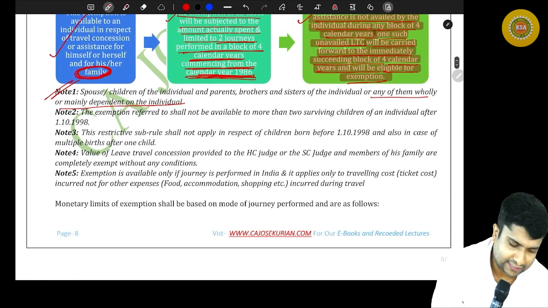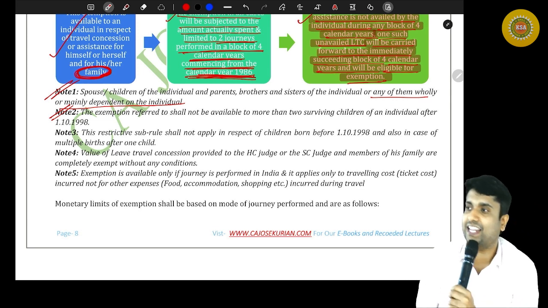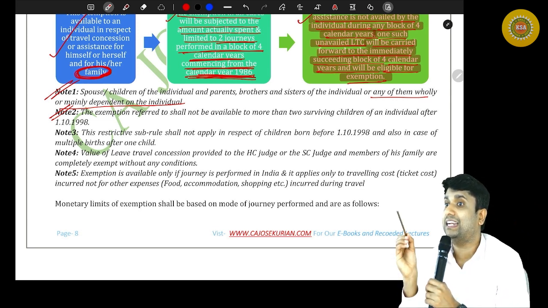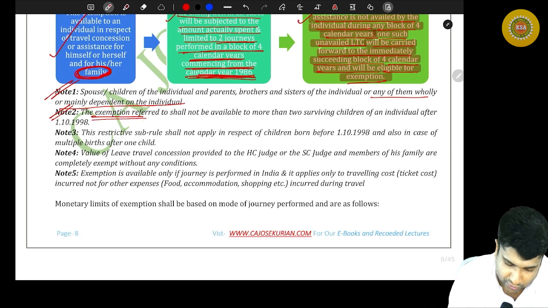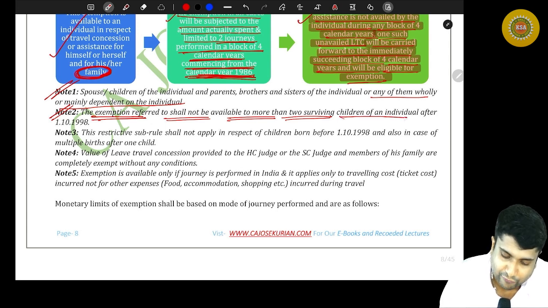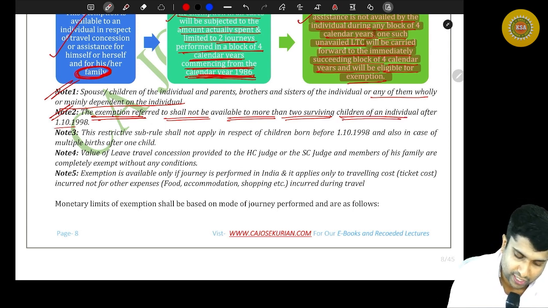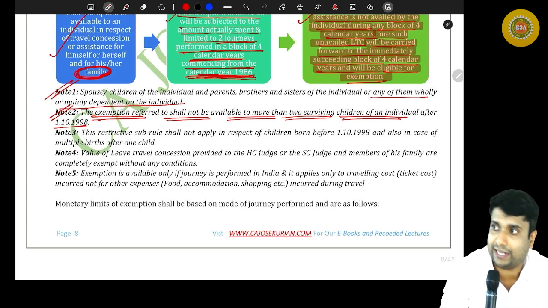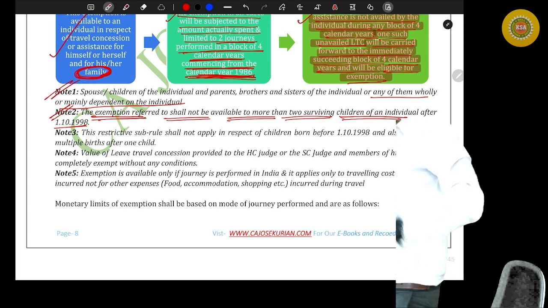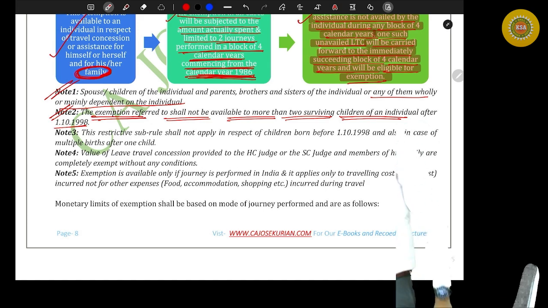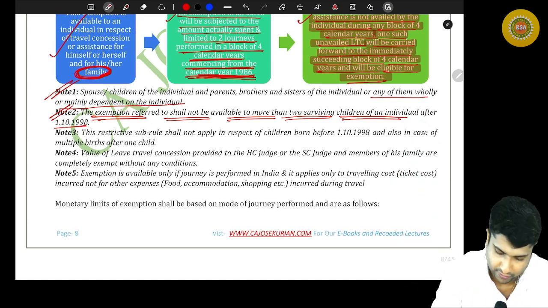Now, there is another thing. There is a restriction for the number of children that you can take. Can you read this? The exemption referred to shall not be available to more than 2 surviving children of the individual born on or after 1st October 1998. Listen. Say for example, if you are a person having 5 children. Okay. Say for example, I'll take an example. So listen.